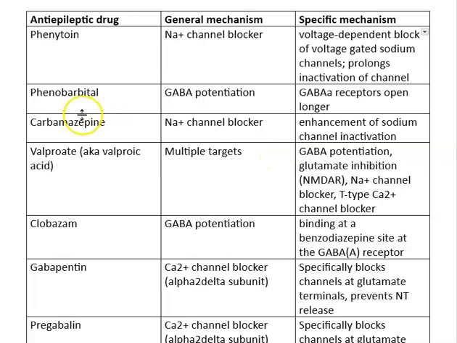Okay. So phenobarbital is happening in a different spot, postsynaptically, and basically just binding to GABA A receptors and keeping them open longer, so increasing the inhibition.